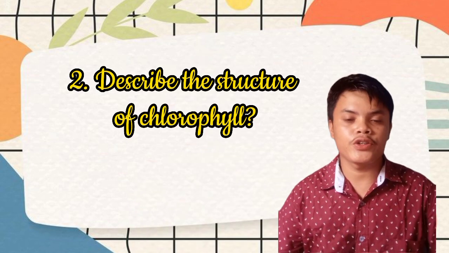Describe the structure of chlorophyll. Chlorophyll is a green pigment inside the chloroplast which captures light from the sun and uses this energy to convert it into glucose and oxygen.